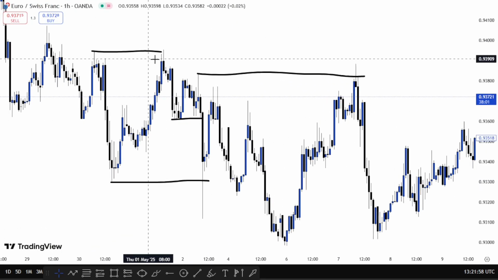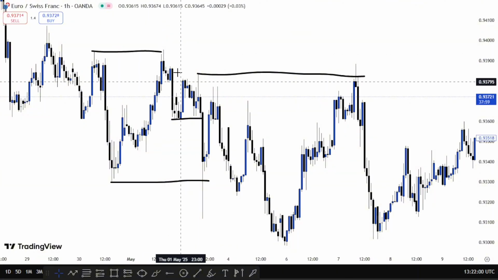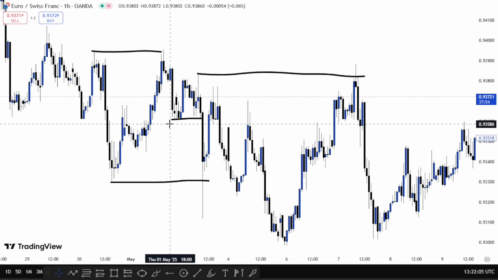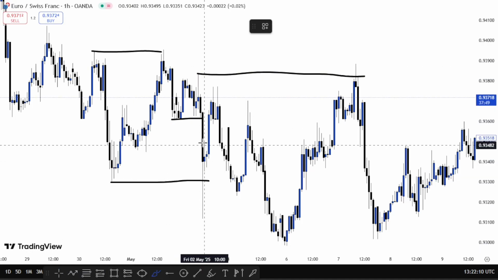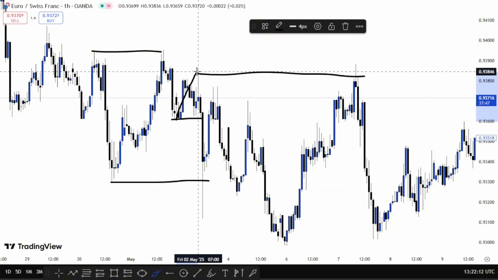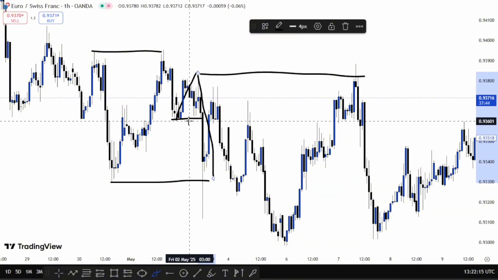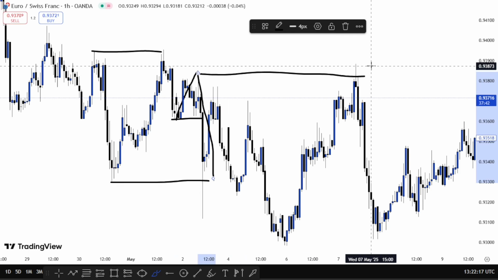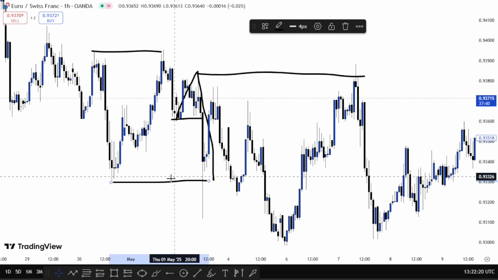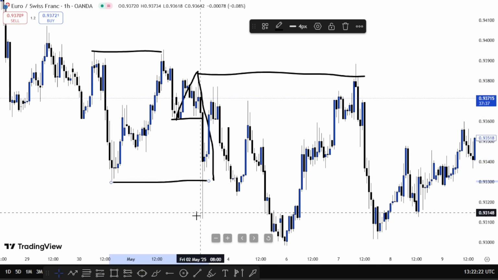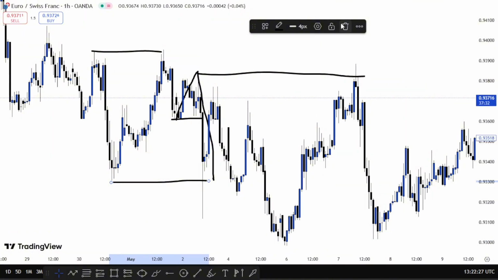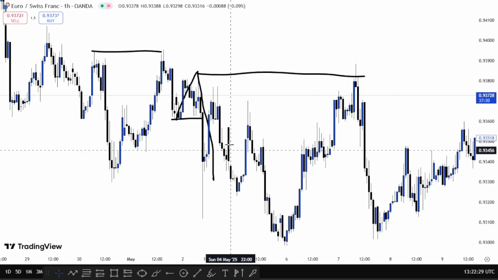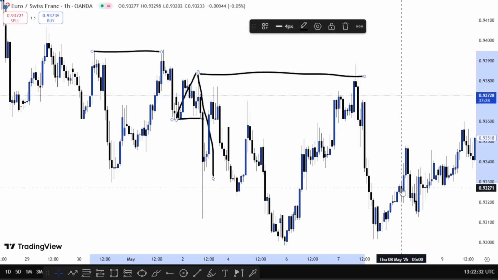So we have a sweep of liquidity right here, and then we have a break of structure to the downside. So we have an internal structural liquidity, and then we have this pullback, which led to the break of the structure, and that gave us structural liquidity. Then we have a second break of structure, and finally the market came back and tapped into that area. Let's just delete the whole thing and do it rightly.